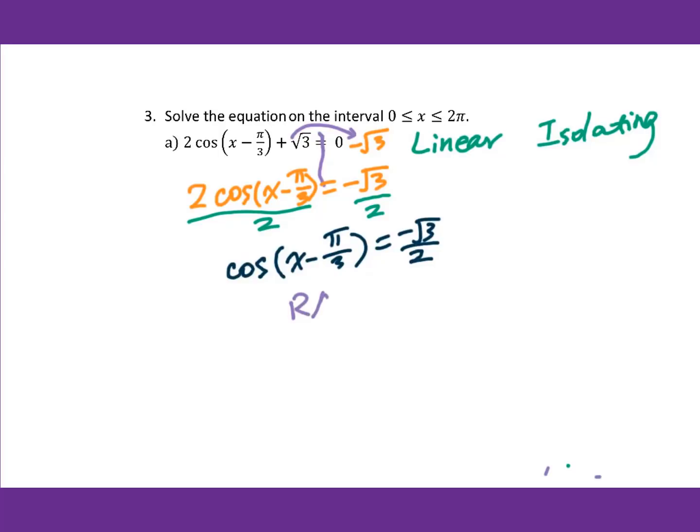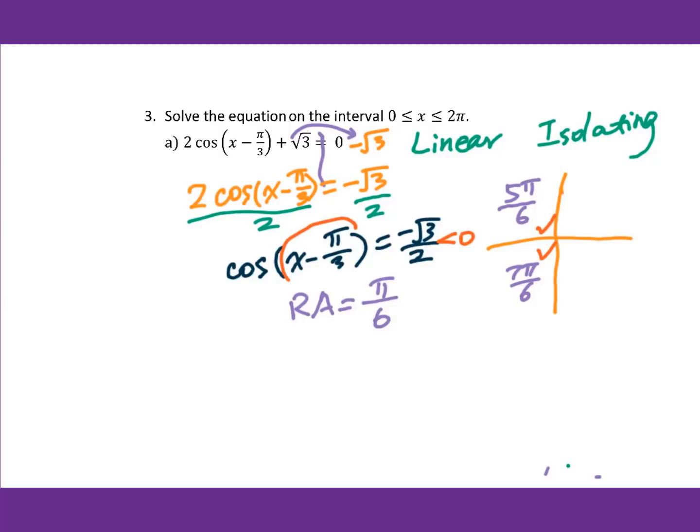Reference angle, that is pi over 6. Then we go to the diagram. Since cosine of this angle equals negative square root of 3 over 2, that's a negative. Therefore, we go to the second and third quadrant. This will be 5 pi over 6 and 7 pi over 6.